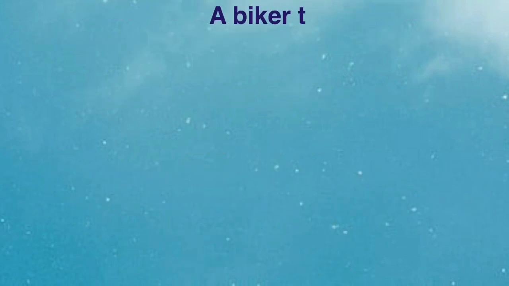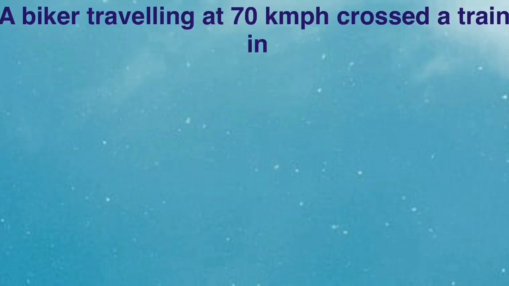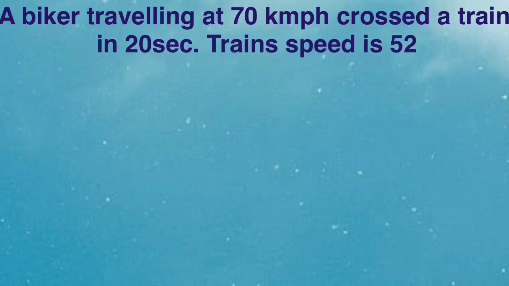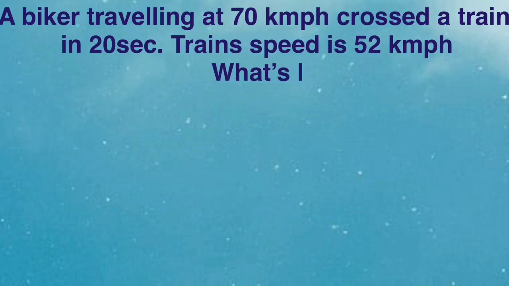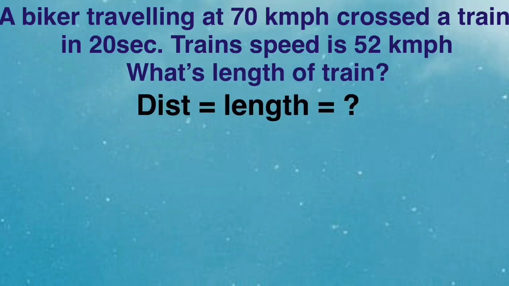A biker traveling at 70 kilometers per hour crossed a train in 20 seconds. Train speed is 52 kilometers per hour. What's the length of the train? Distance is the length, so find the length of the train.